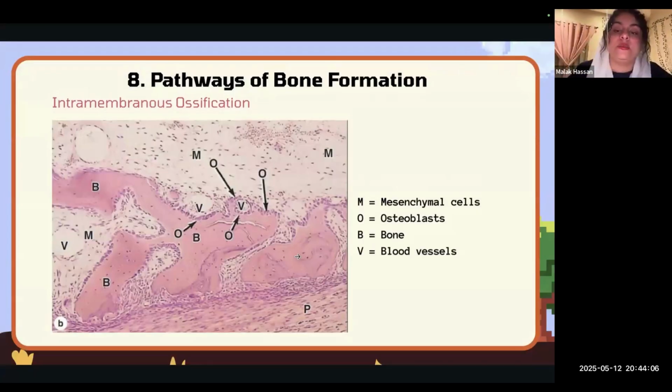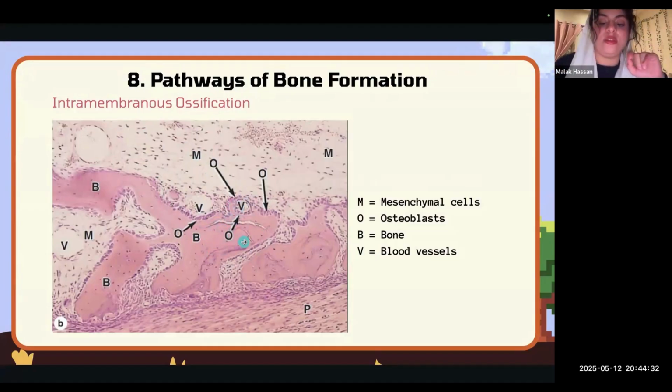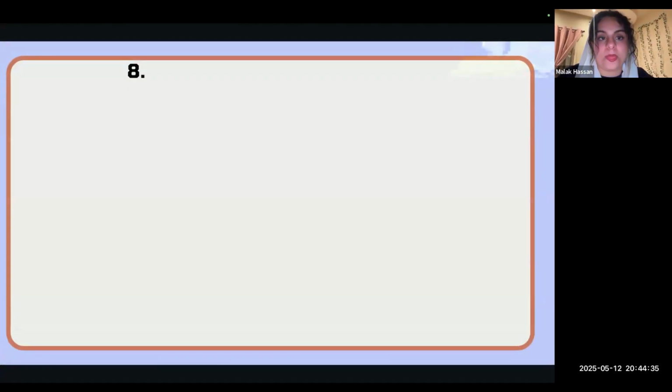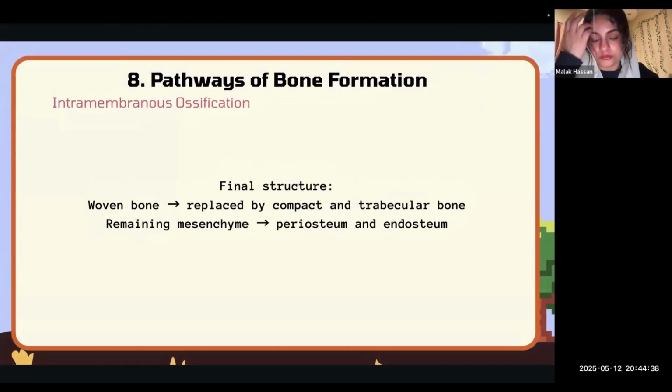Okay, now let's take a look at this picture. This is a picture of intramembranous ossification. Here you have the mesenchymal cells, they're coming together, and then they differentiate into osteoprogenitor cells, and then osteoblasts. And the osteoblasts are going to lay down osteoid, and it's going to calcify and form bone. And these are the blood vessels that come within the intramembranous ossification. So the final structure is that you have woven bone that's replaced by compact and trabecular bone, and any remaining mesenchyme will become periosteum.